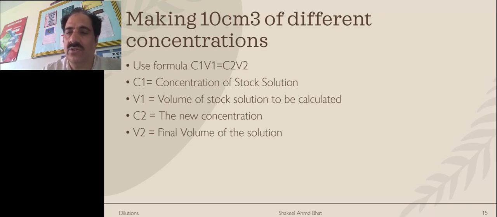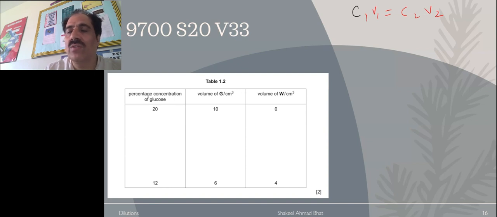So C1 is the concentration of the stock solution and we will dilute the stock solution only. V1 is the volume of the stock solution to be used and that we will calculate for the different concentrations. C2 is the new concentration that we will make and V2 is the final volume of the solution that they ask us to make. Either it can be 10 centimeter or 20 centimeter cube.